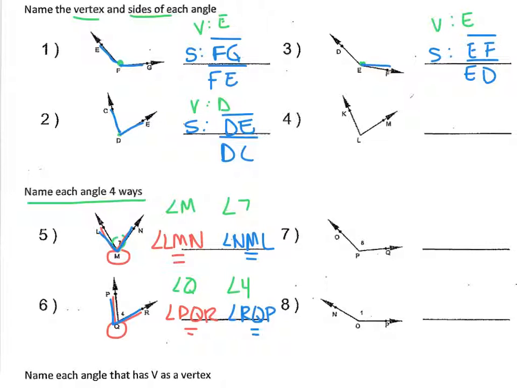Let's do one more example. So number 7, I could call it angle P because P is the vertex. I could call it angle 8 because there's an 8 in the opening. I can trace it this way and call it angle OPQ. Notice P is the vertex and it's in the middle. And I could trace it this way and call it angle QPO, and again, P is the vertex and P is in the middle. So those are the 4 different ways that you can name each angle.